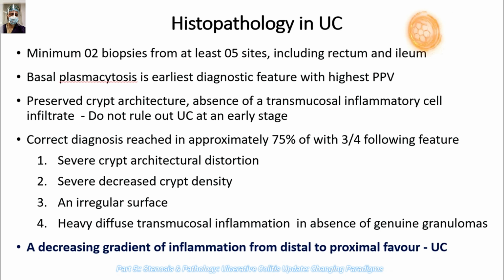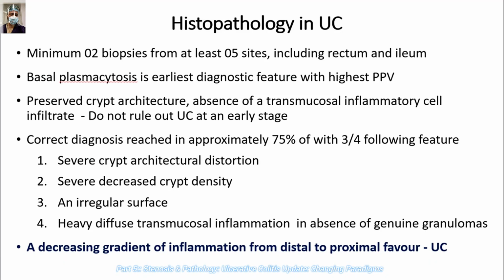The other point is the correct diagnosis is reached in approximately 75% of patients if 3 out of the 4 following on histopathology are met. One is severe crypt architectural distortion. Second is severe decreased crypt density. Third is an irregular surface. And fourth is heavy diffuse transparent inflammation in the absence of genuine granulomas.